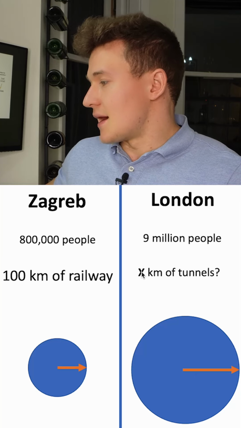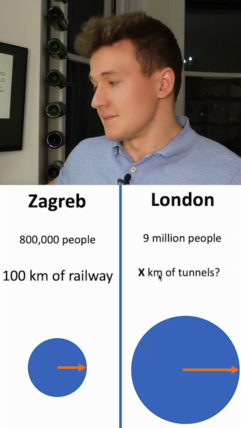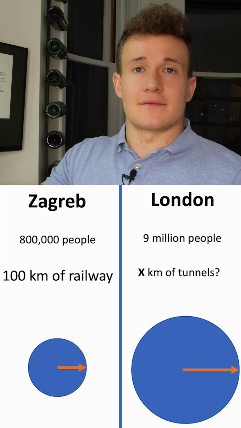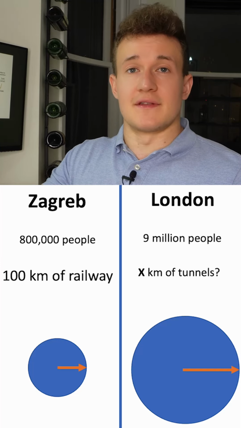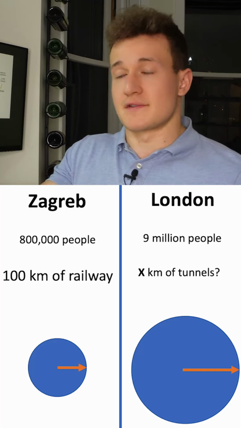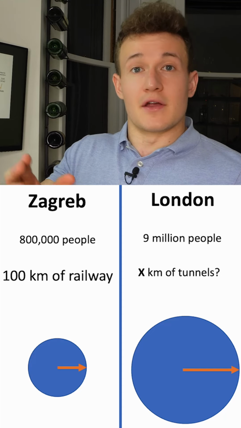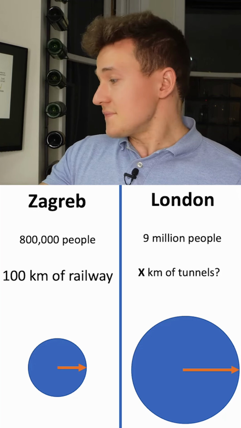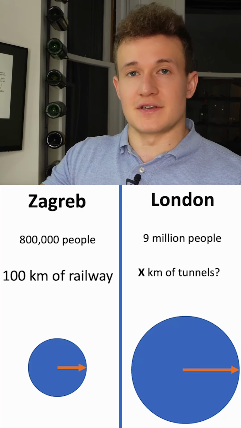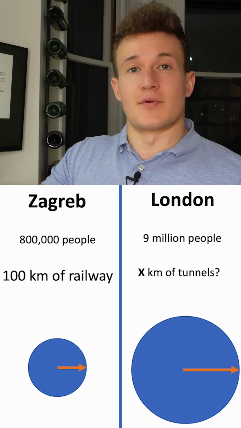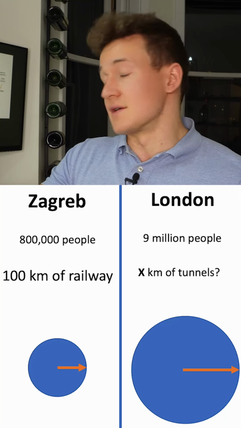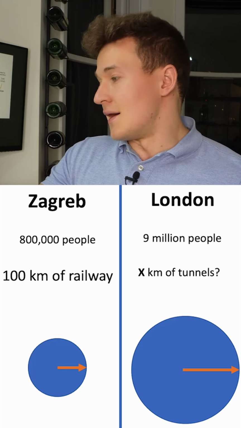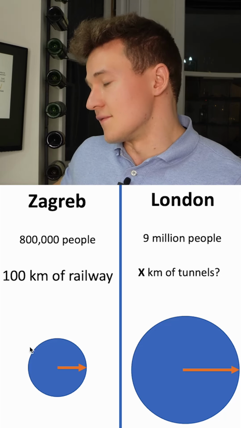I'm trying to estimate how long the tunnels are in London in total. Now, Zagreb and London, in terms of population density, are probably quite similar. In the city center, some people live in bigger buildings, and in the suburbs, it's single family homes. So I just assume that the total population of both cities is proportional to their size, so the area. That's the circles that you can see over here.